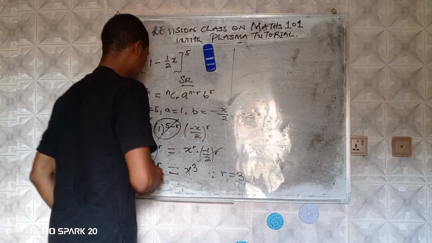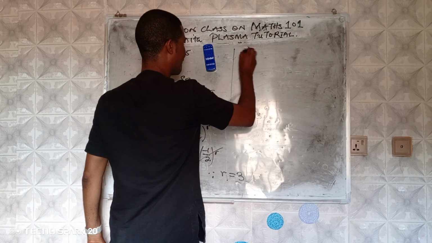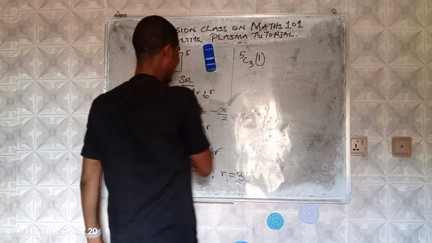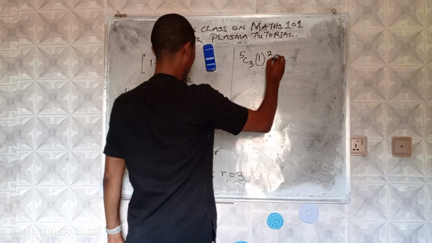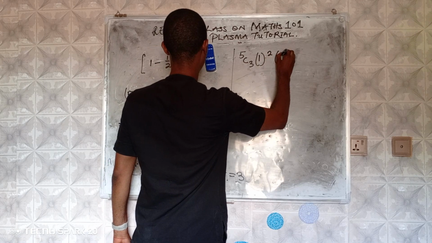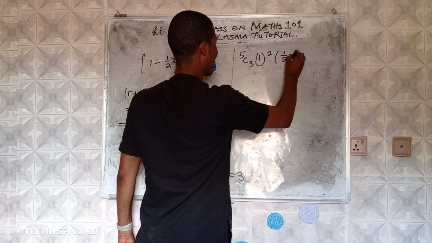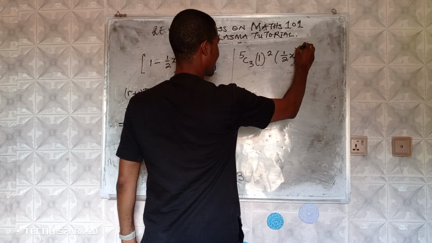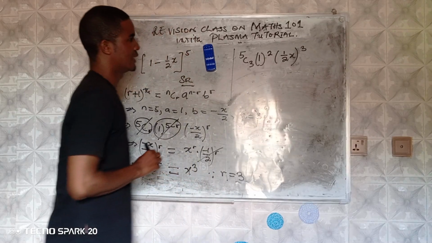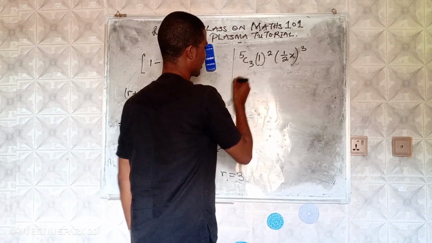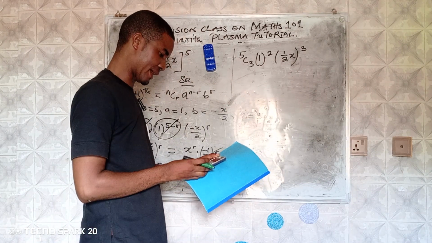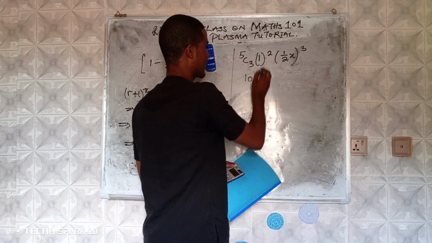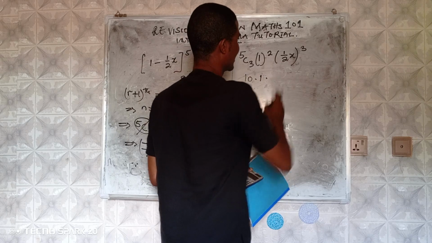Having gotten the value of my r, I think my work is more than half done. So I put it, I have 5 combinate 3, 1 raised to power 5 minus 3 is 2. Then 1 over 2x raised to power r, which is 3. So if I simplify this, I will have what I'm looking for. So 5 combinate 3 from my calculator is 10. Here is 10 times 1 raised to power 3, which is still 1, times this.